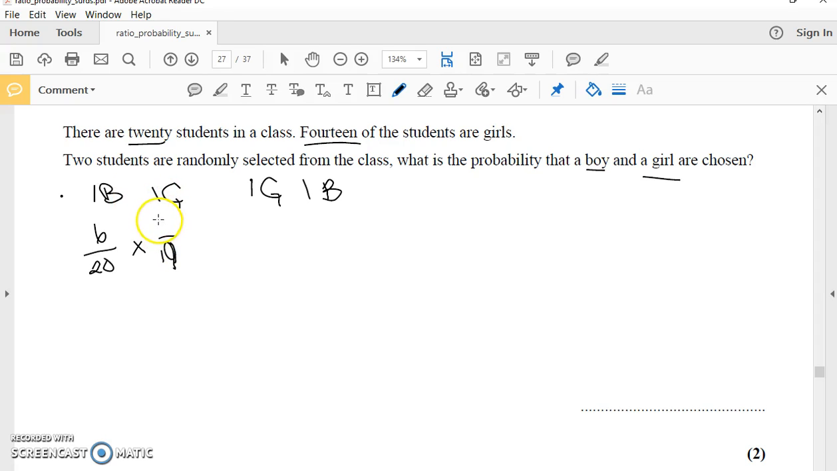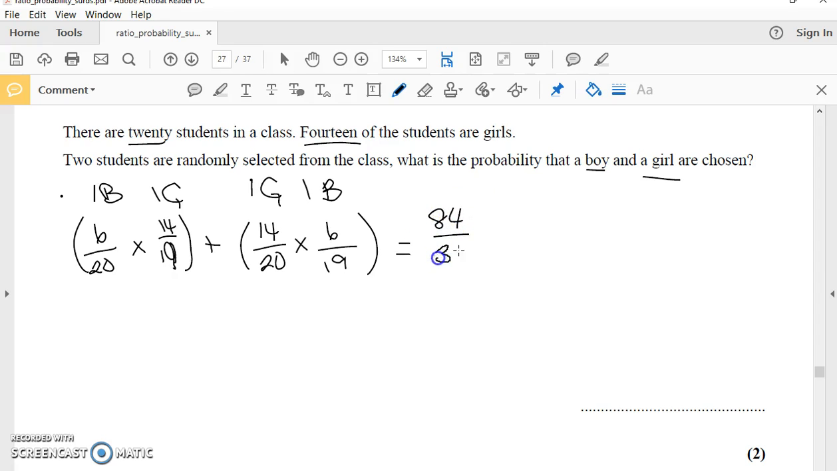And I have 14 girls. Okay? And I'm going to add that to 14 out of 20 times 6 out of 19. So basically, I have equivalent scenarios. So I end up with 84 out of 380 for each one of these.